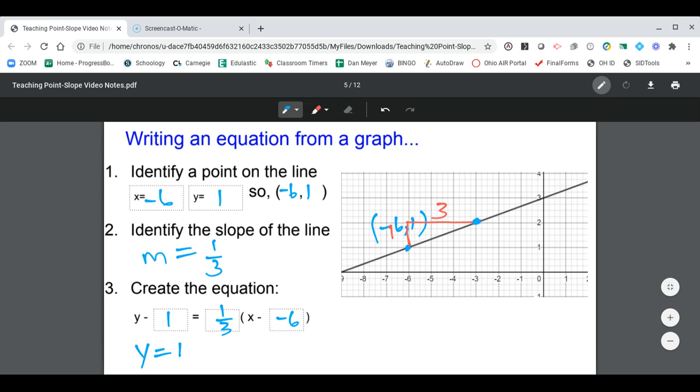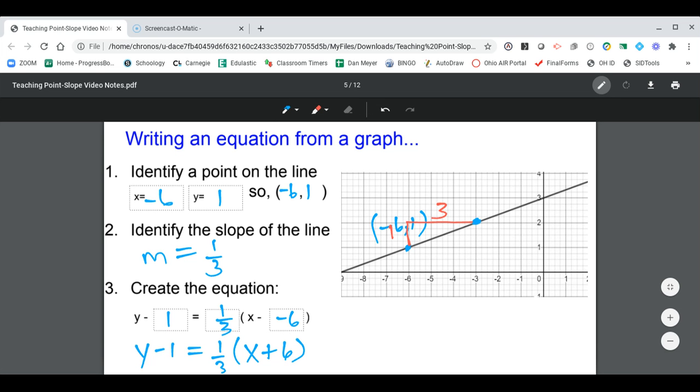Let's rewrite that because there's one thing that we need to change. Y minus 1 equals 1/3 times x, not minus a -6. When you subtract a negative, it's like adding a positive, plus 6. That is my final answer.